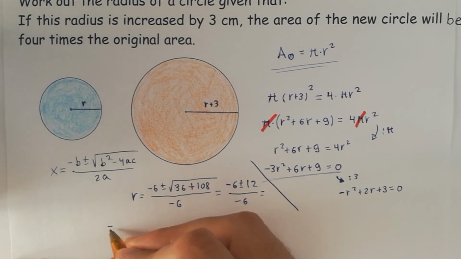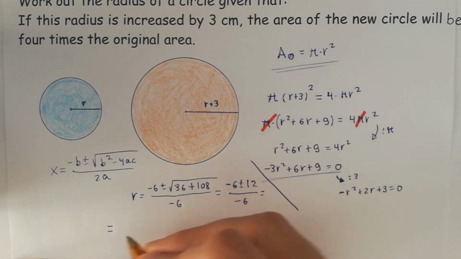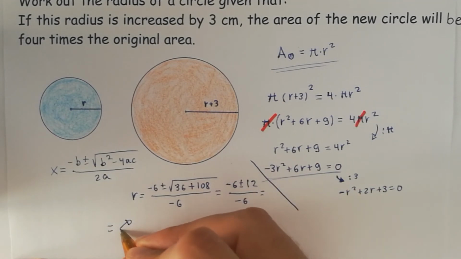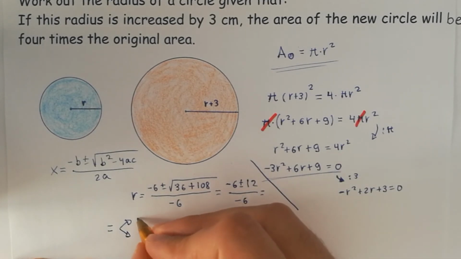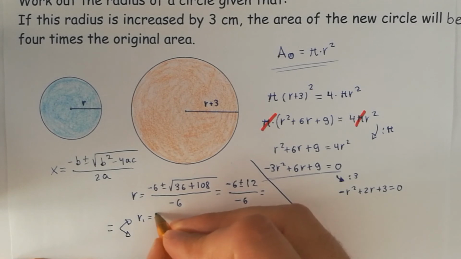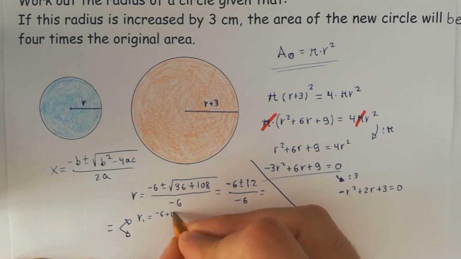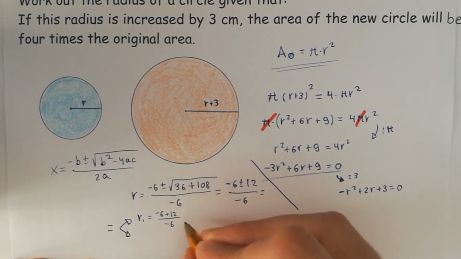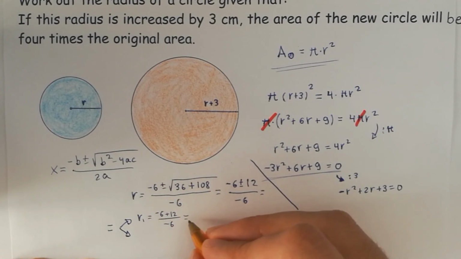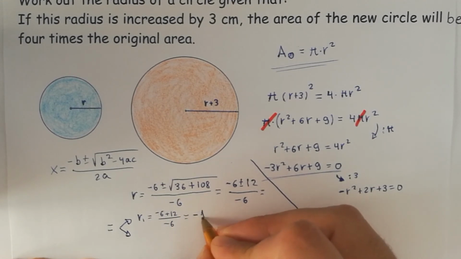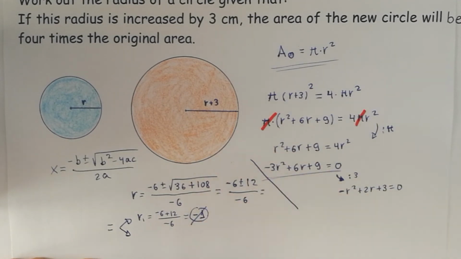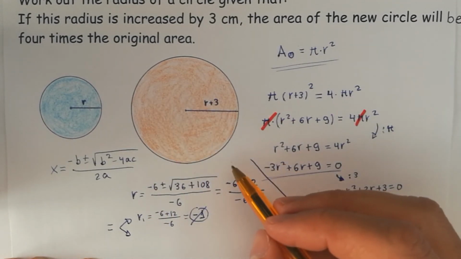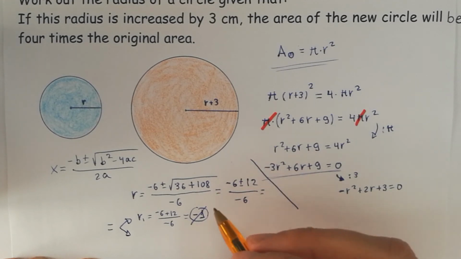Then we have to do both solutions. One for the plus sign, r1 would be minus 6 plus 12 over minus 6. And if we do this, we get minus 1. That is a useless solution. It has no sense here for the length.